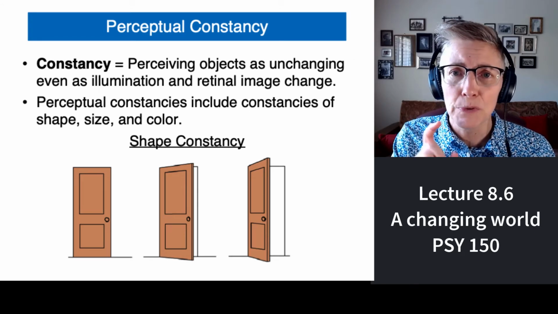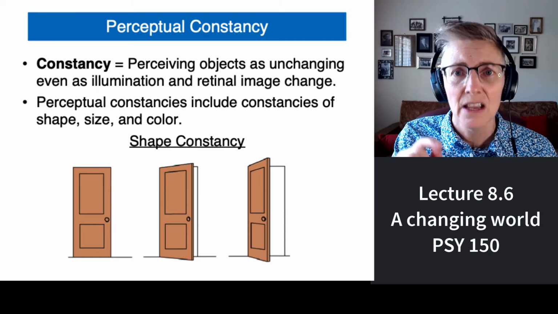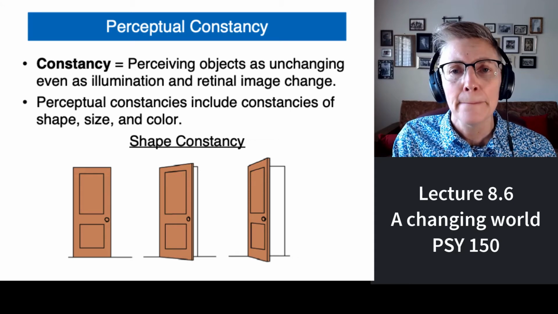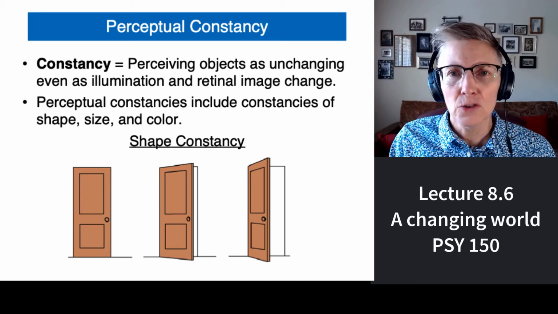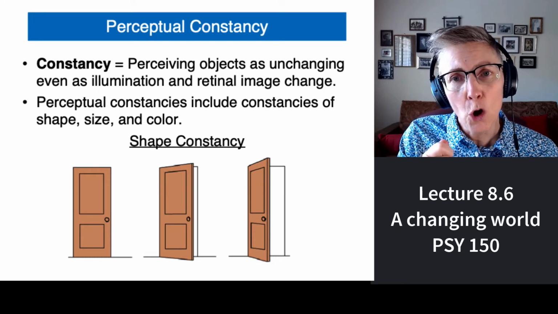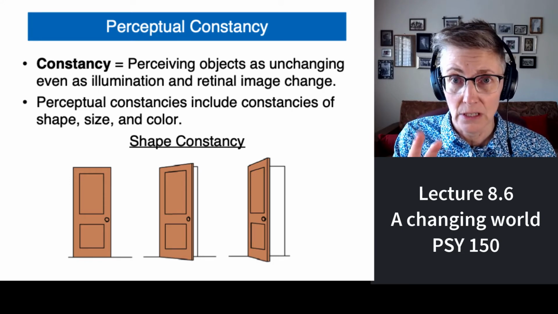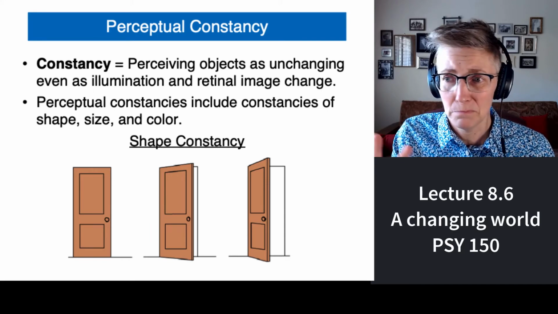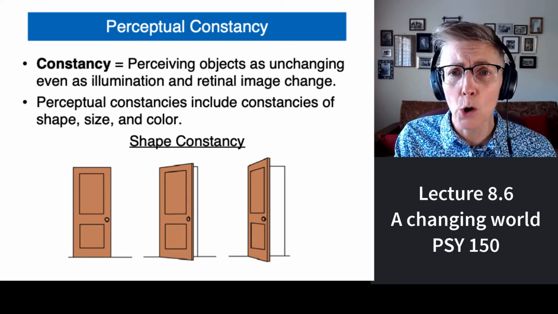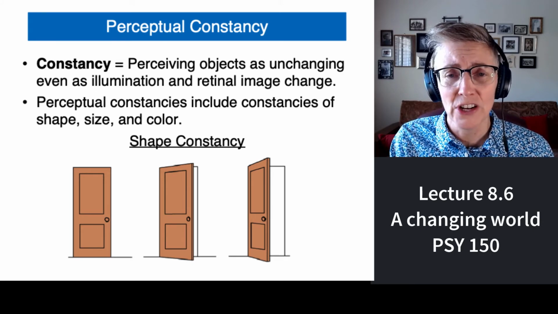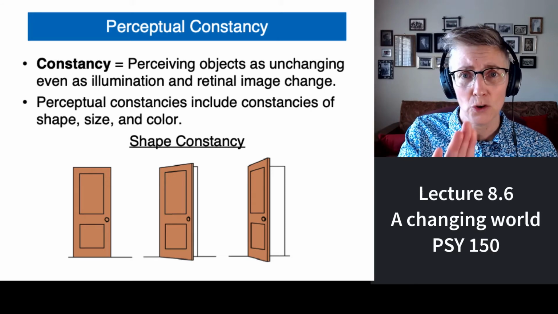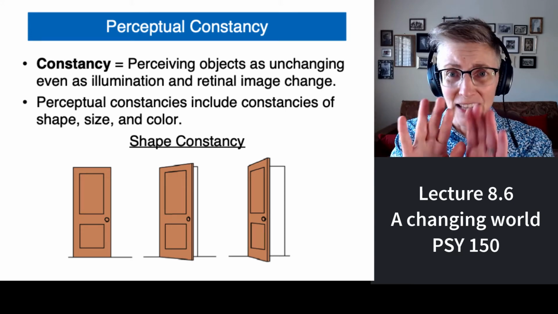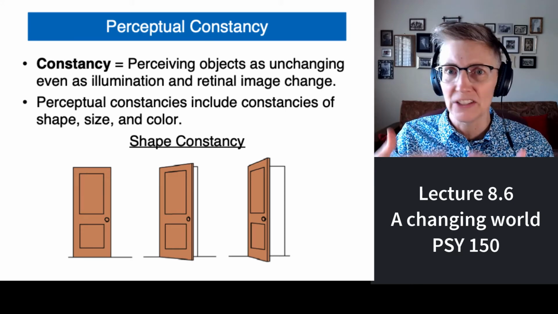So a constancy is perceiving an object as unchanging, even though the image of that object that gets projected onto the back of your eye does change. A door. When I look at a closed door, I see a rectangle. But when that door opens, notice that in 2 dimensions at least, the door is no longer a rectangle, right? It's a rhombus or something else. Now, when someone opens a door, I don't see the door changing shape. I see the door changing its orientation. So my brain has figured out a way to deal with the fact that the retina is flat. It's 2D. And the world is 3D.